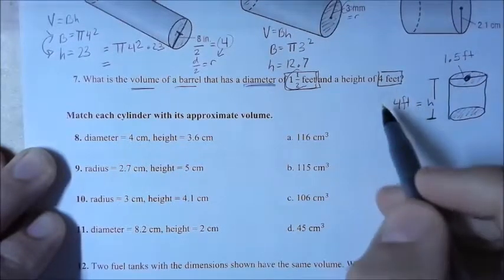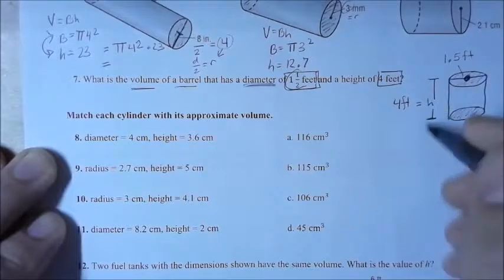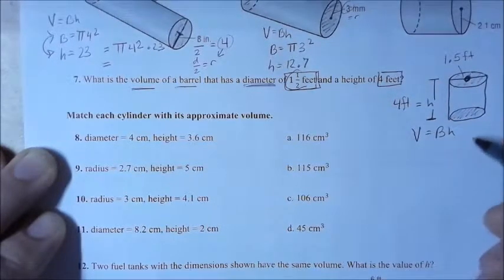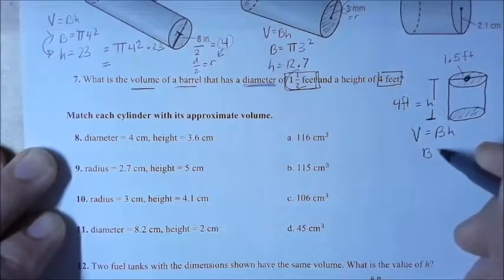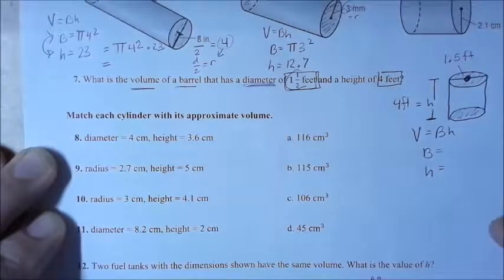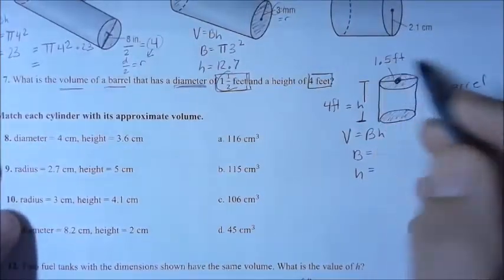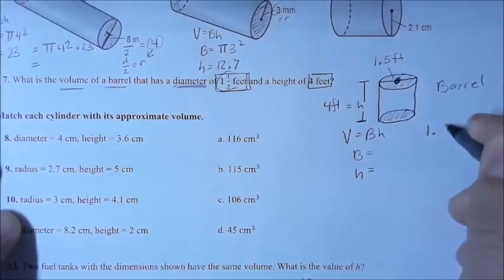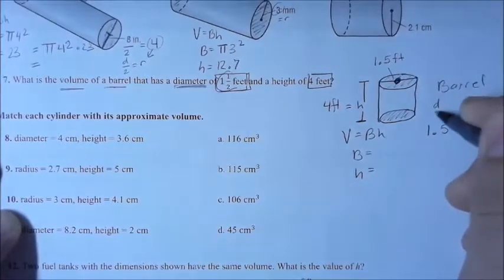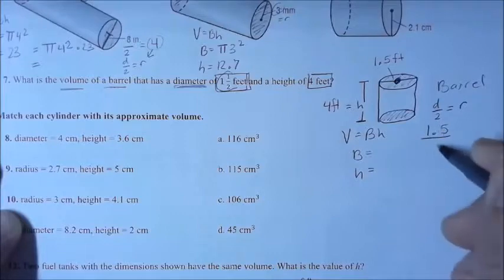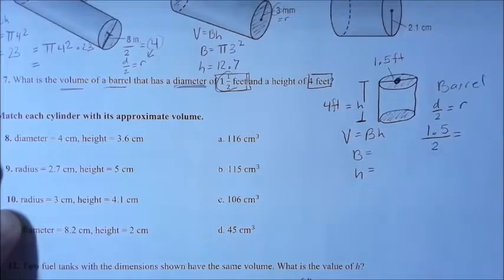So now that I've drawn it out, I have my two measurements, and I can set up my equation. V equals big B times h. Now, I'm going to have B equals and h equals. But I do have a situation here, because notice that the diameter is 1.5 feet. So I'm going to need half of that diameter, right? Because the diameter divided by 2 equals r, the radius. So 1.5 divided by 2 is going to give me my r.